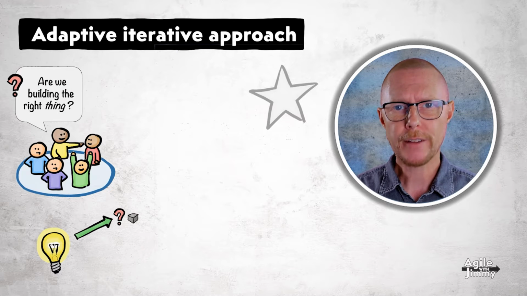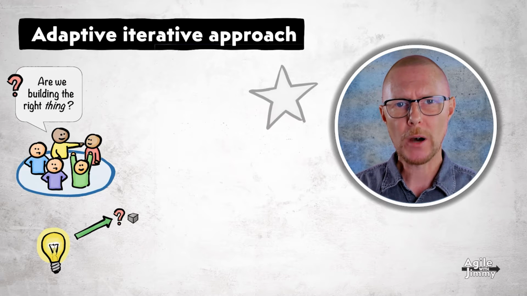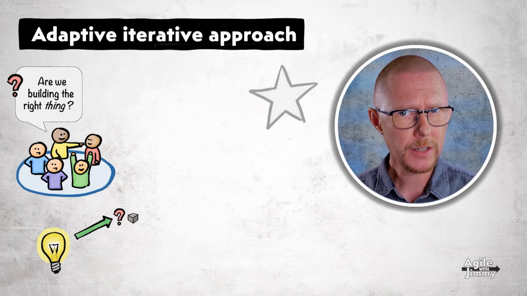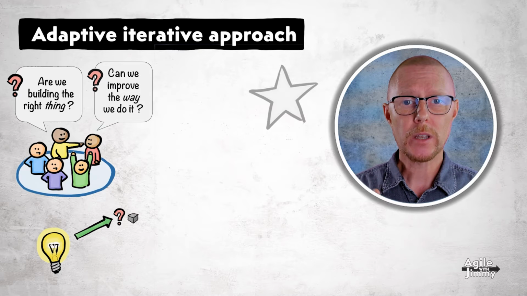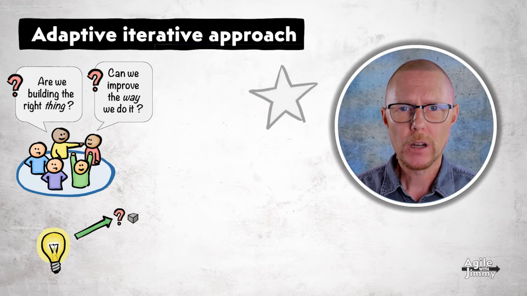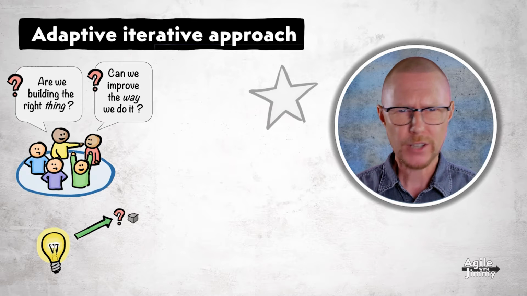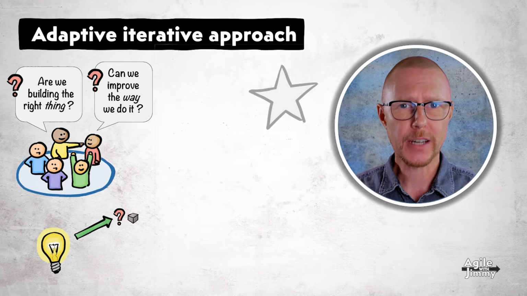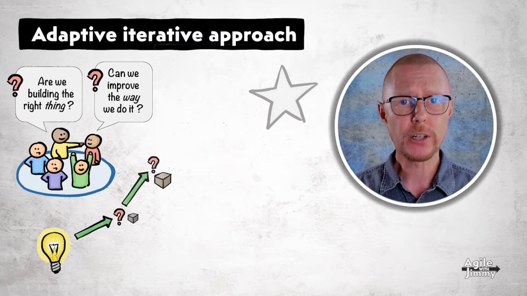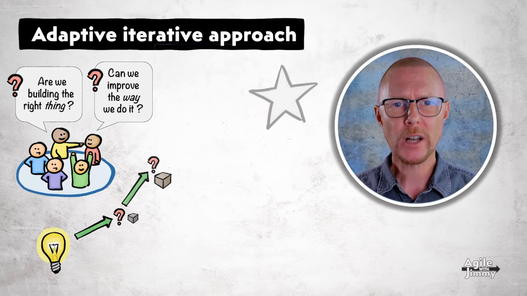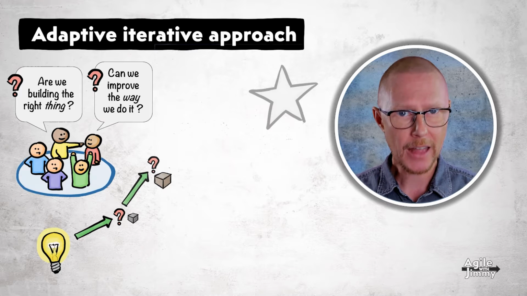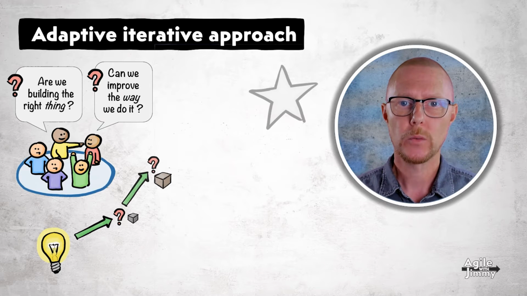Are we building the right thing? What have we learned about the problems and our users? Should we redefine our goal? Reprioritize? And can we improve the way we do it? Can we collaborate more efficiently? Automate some steps? Change our process? Then they decide together on the next step and what they want to learn from the next increment of their product or service. And once again ask themselves, are we building the right thing? And can we improve the way we build it?